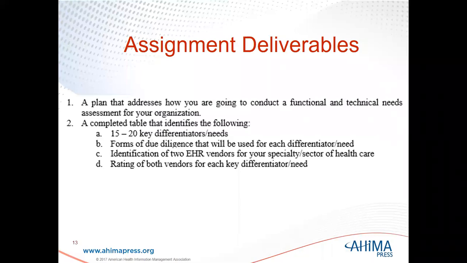And then the other deliverable is the completed table. You're going to have on the table 15 to 20 key differentiators. You're going to identify the forms of due diligence that you're going to use for each differentiator. You're going to identify 2 EHR vendors for your specialty or sector of healthcare, and then you're going to rate both the vendors for each key differentiator. Okay, and don't forget to cite your sources in APA format, so include a reference page.